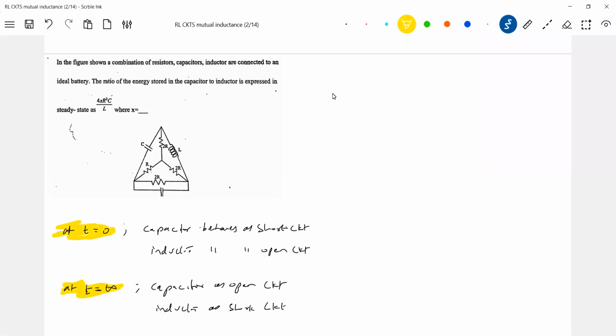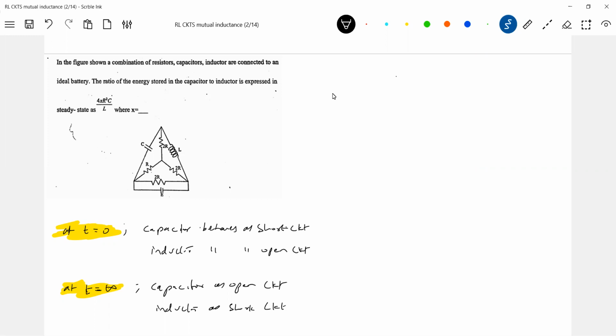Okay, let's get into the numericals. That's the information I'm giving. Some 2-3 problems we'll discuss based on this information. The ratio of energy stored in the capacitor and inductor is expressed in steady state. In steady state, for the capacitor I should put an open circuit. So where there is a capacitor branch, no current will flow in that one.